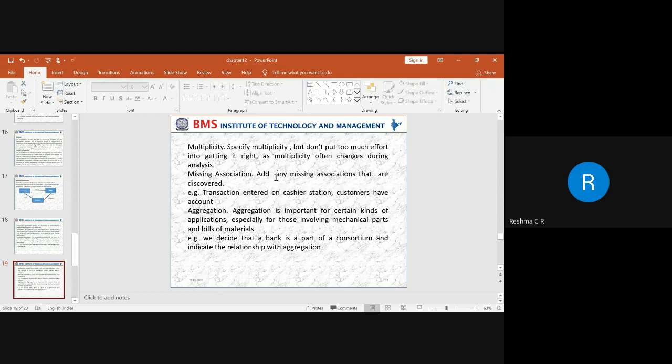The next thing is missing association. Whenever a class is being modeled, we need to identify whether there are any missing associations between the classes. For example, if you have a transaction entered on a cashier station, and a customer has an account, the transaction, cashier station, customer and account have to be associated. We need to rectify whether all these classes are connected or related or not. That has to be discovered.